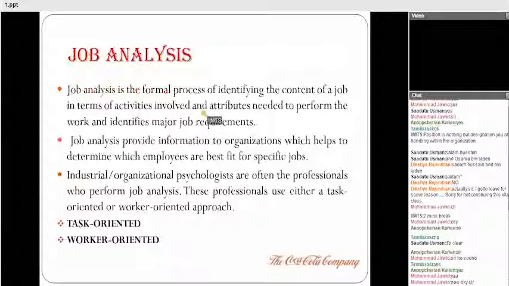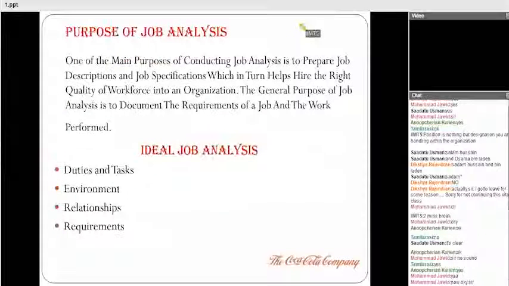Then job analysis. Job analysis is a formal process of identifying the content of a job in terms of activities involved and attributes needed to perform the work, and identifying the major job requirements. Job analysis provides information to organizations which helps to determine which employees are the best fit for specific jobs. Industrial organizational psychologists are often the professionals who perform job analysis. These professionals use either a task-oriented or worker-oriented approach. So that is the role of the job analysis part.